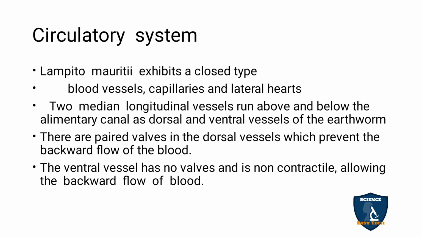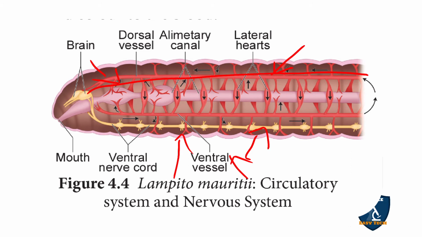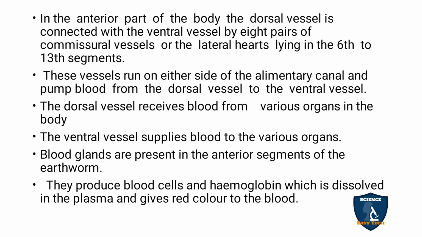In the anterior part, that is the front side of the body, the dorsal vessel is connected with the ventral vessel by 8 pairs of commissural vessels or lateral hearts lying in the 6th to 13th segments. You can see the lateral hearts here. These commissural vessels, which are called lateral hearts, run on either side of the alimentary canal and pump the blood from the dorsal vessel to the ventral vessel.